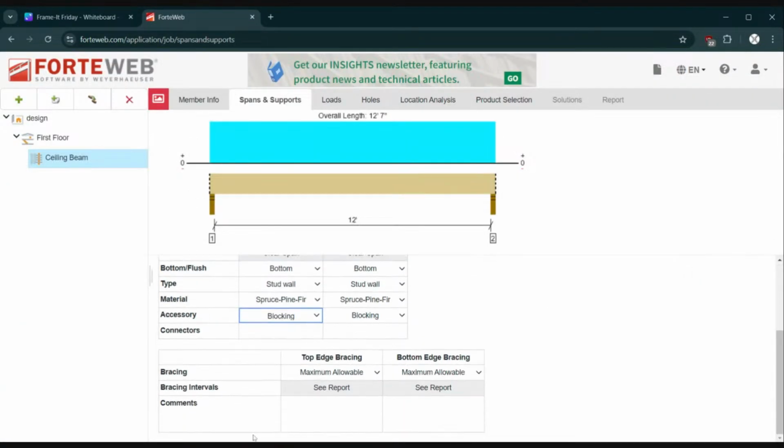That's why this matters, okay? That was all to explain why this matters. So this is saying, hey, the top edge of the beam, is it braced? And the bottom edge of the beam, is it braced? Well, the bottom edge of the beam is going to be flush with our ceiling.